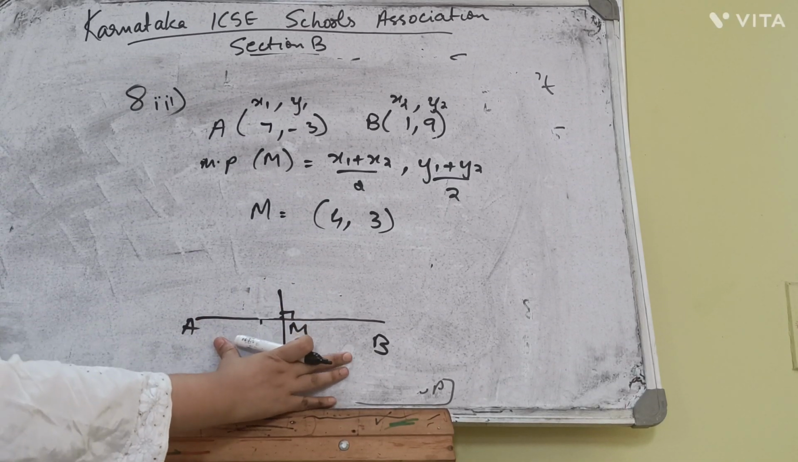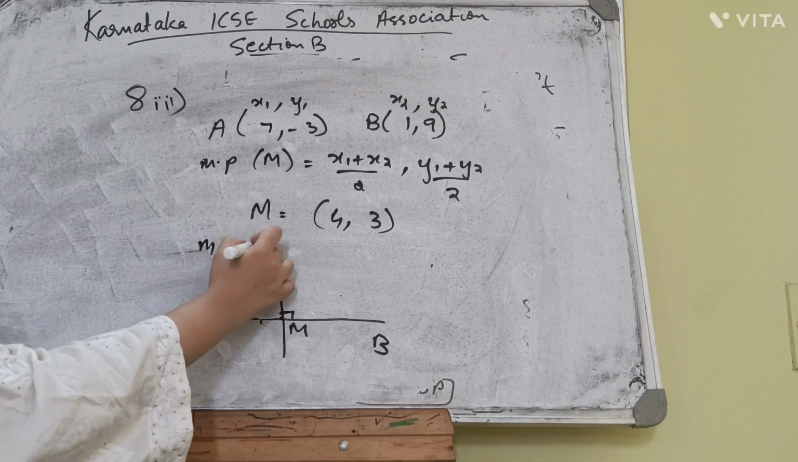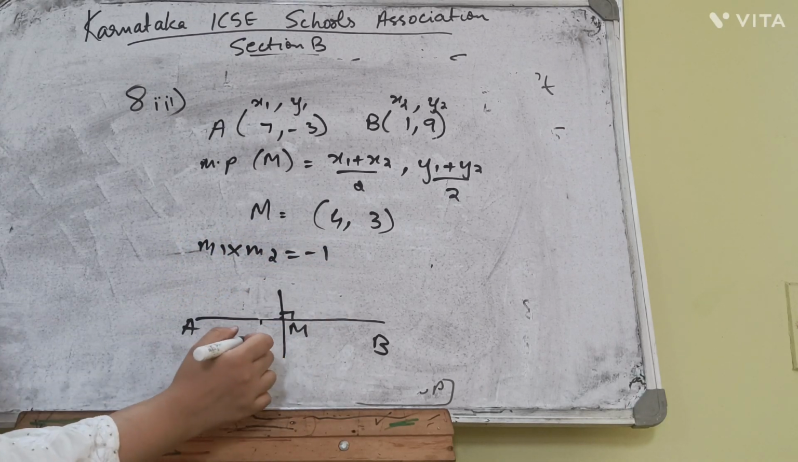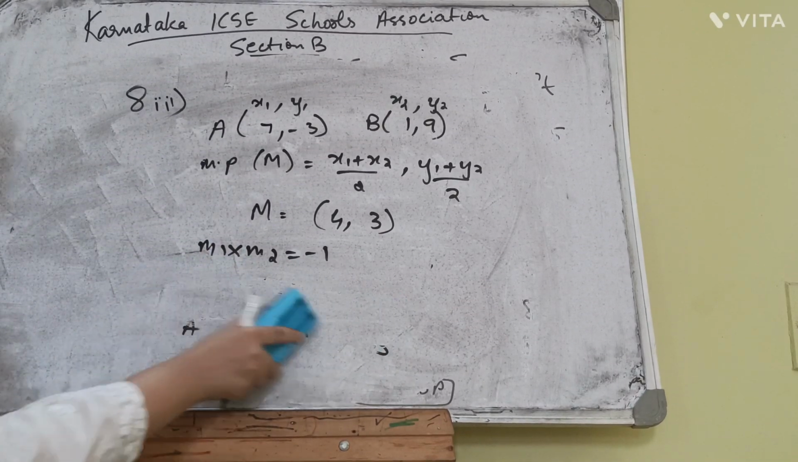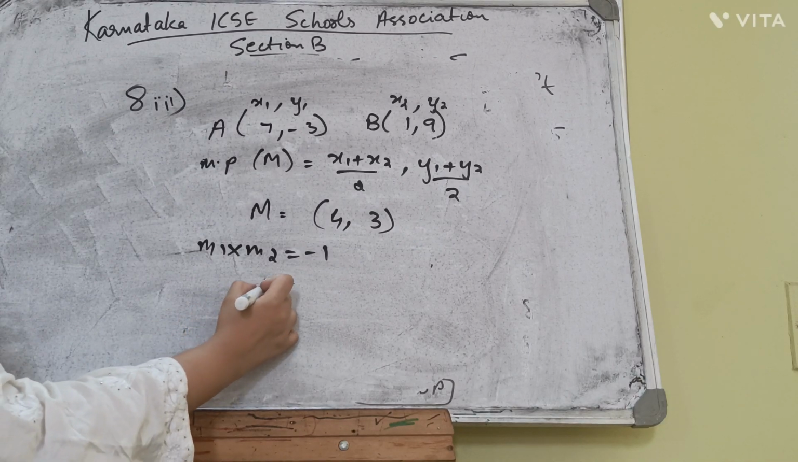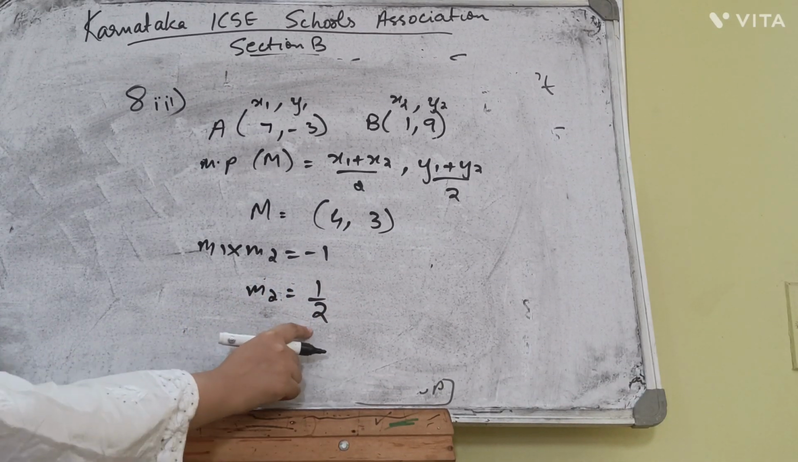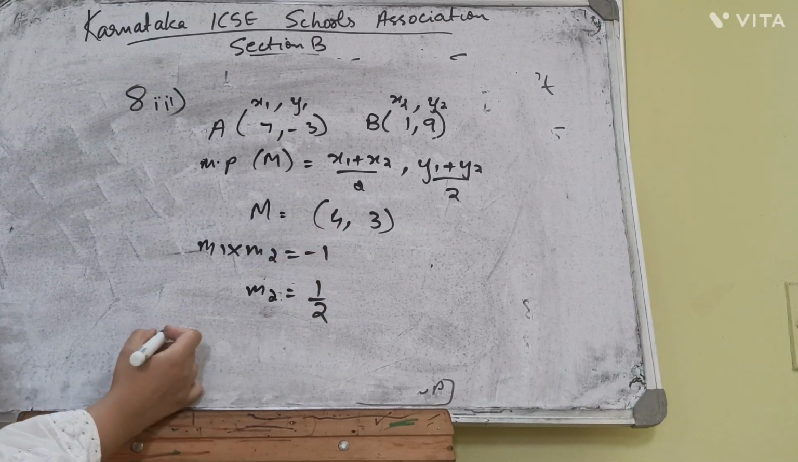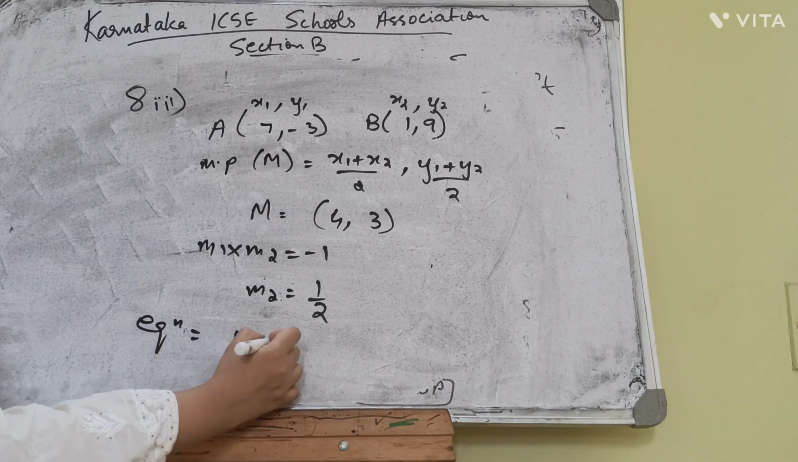Now since this line is perpendicular to line AB, we need to find the slope. So the slope of this second line will be M2. So M1 into M2 equals minus 1. M1 we got as minus 2. So therefore the slope of the second line will be 1 by 2. We have the slope, we have the coordinate. Now let us frame the equation.